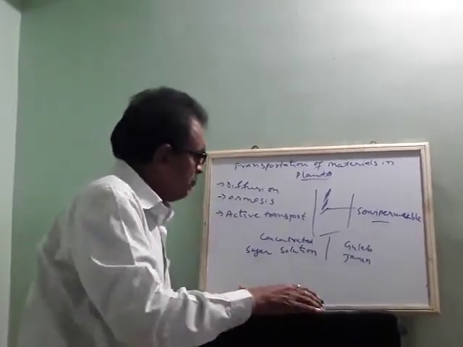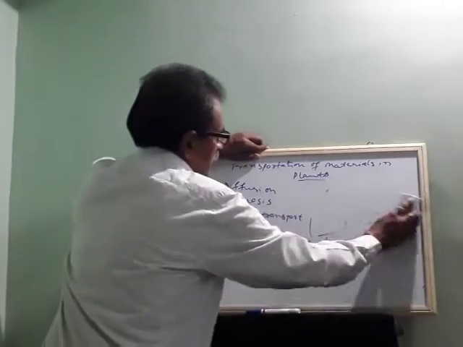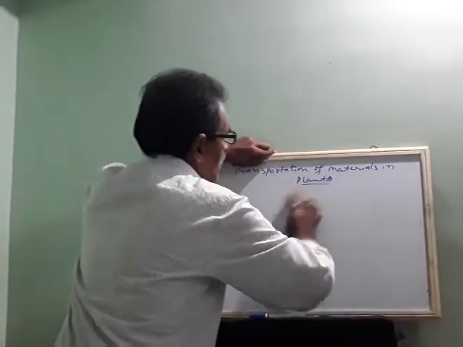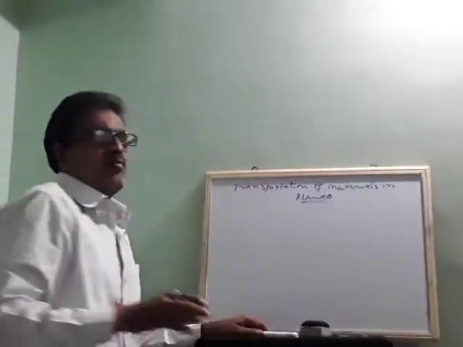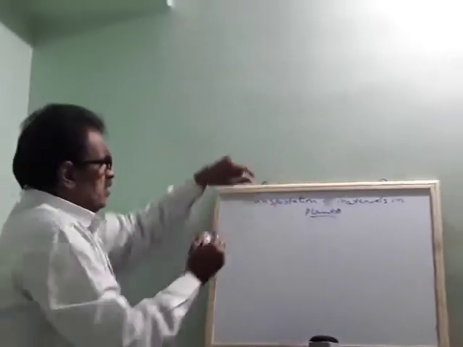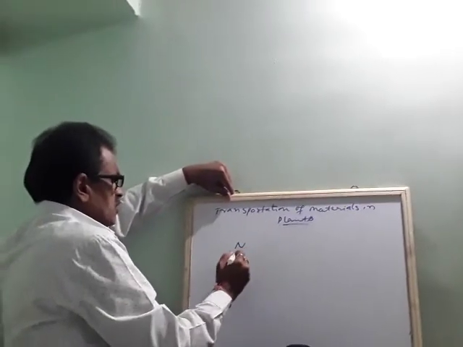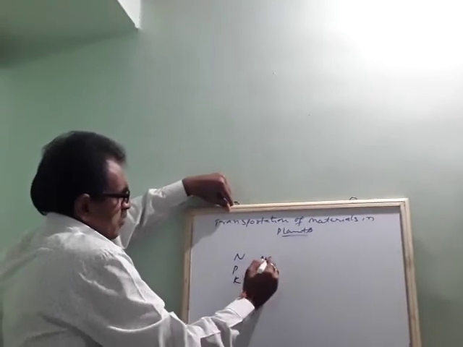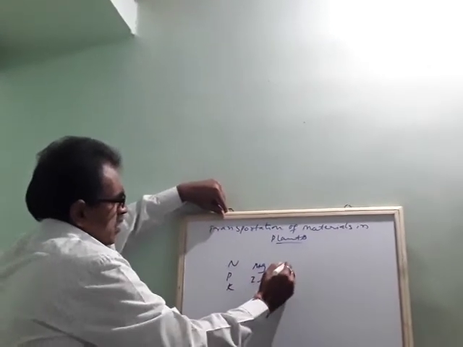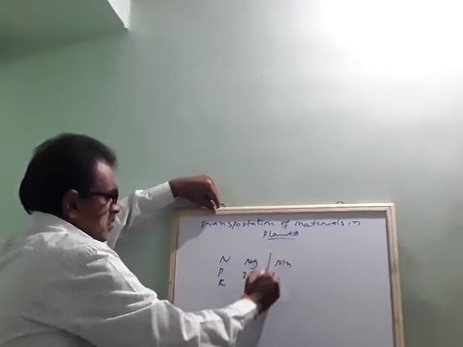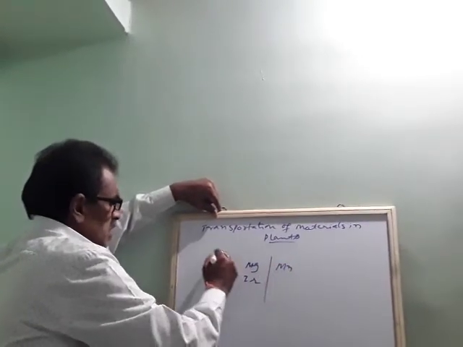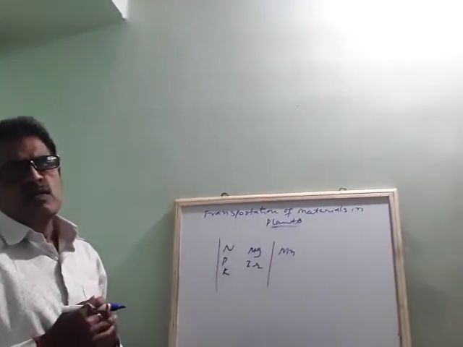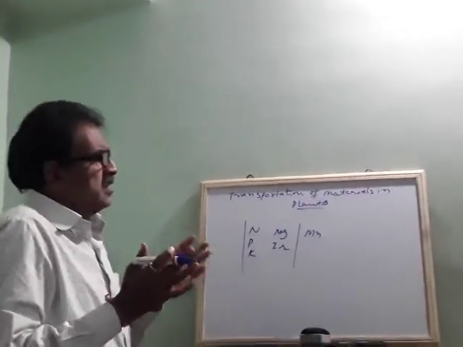Then again, what is active transport? See, you know, there are many minerals like nitrogen, phosphorus, potassium, magnesium, iron, manganese. These all are there. These all are called nutrients. So the minerals contain all the nutrients.